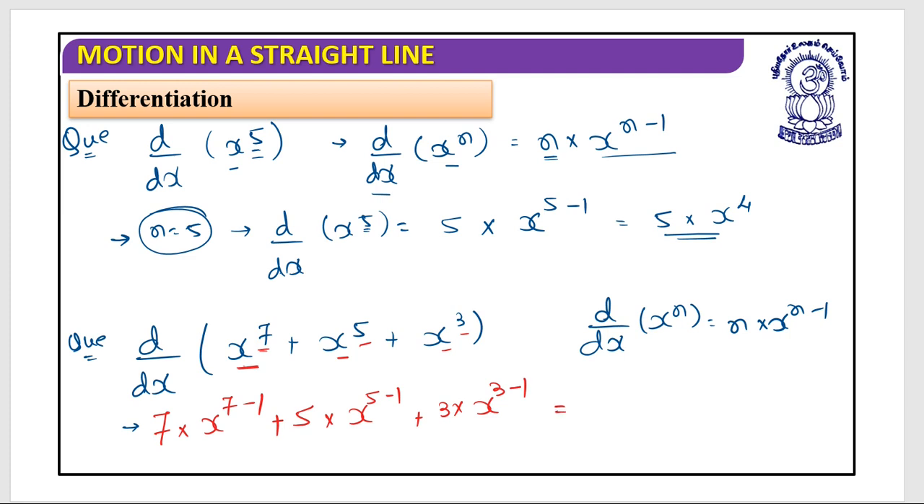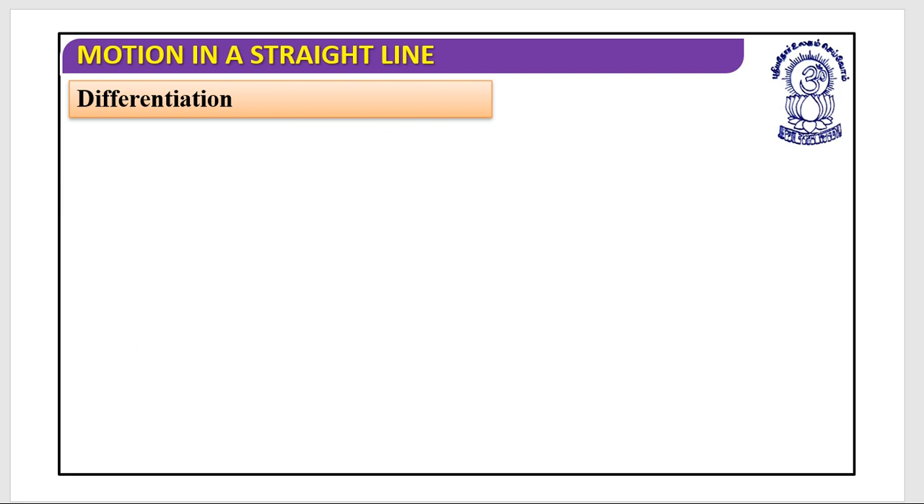So this tends to 7 into x to the power 6 plus 5 into x to the power 4 plus 3x square. What was your answer? Is it the same? If yes, very good. If no, don't worry, we have more questions to do. But do one thing: take your book, take your paper, and do it with me. This will help you. So let's take the next question.